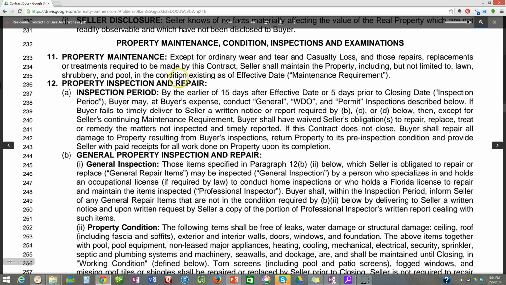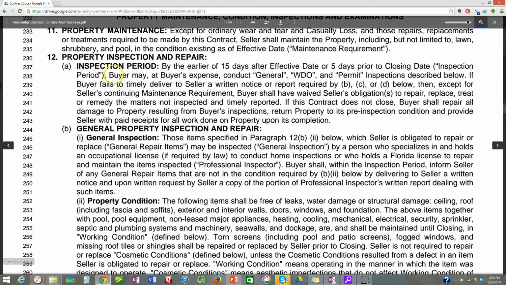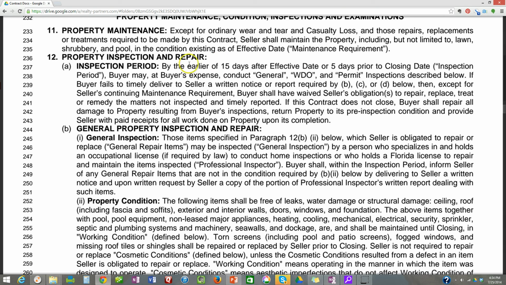Now, here we go to the inspection area. And this is what's different from your as-is contract. So let's take a look at that. First of all, the inspection period and repair. Inspection period by the earlier of 15 days, which of course can be changed, or 5 days prior to closing. So standard is 15 days, but you can obviously change that.